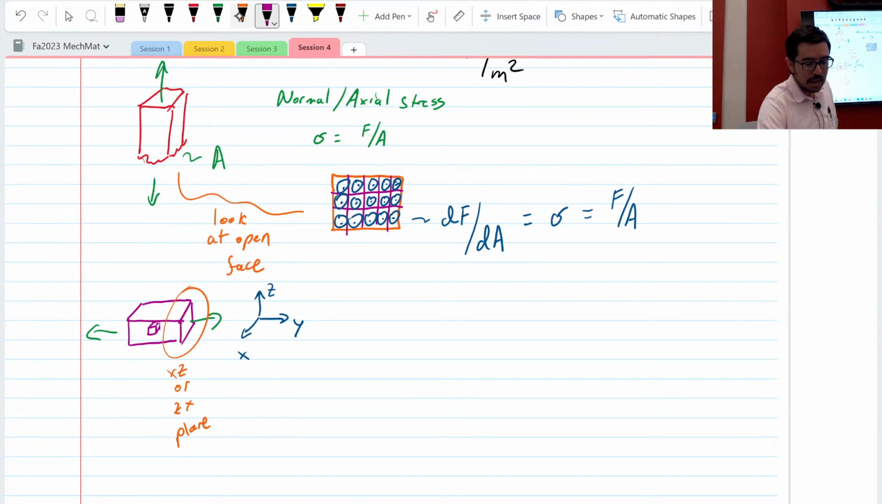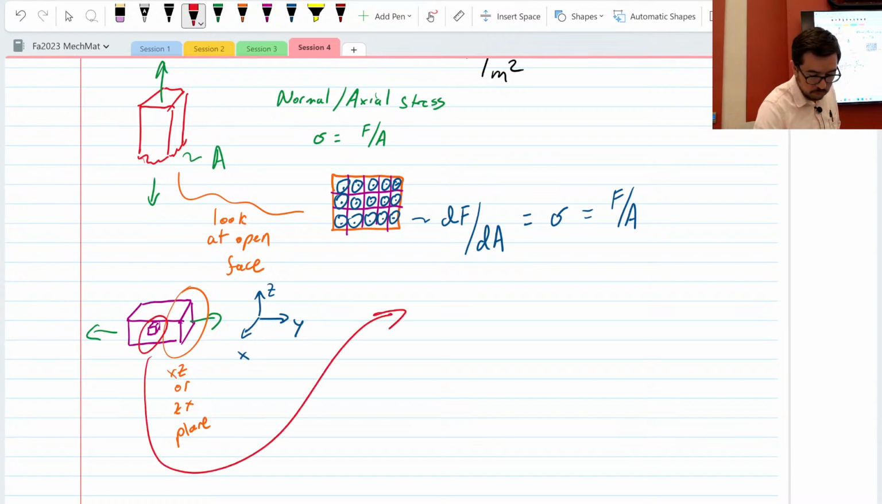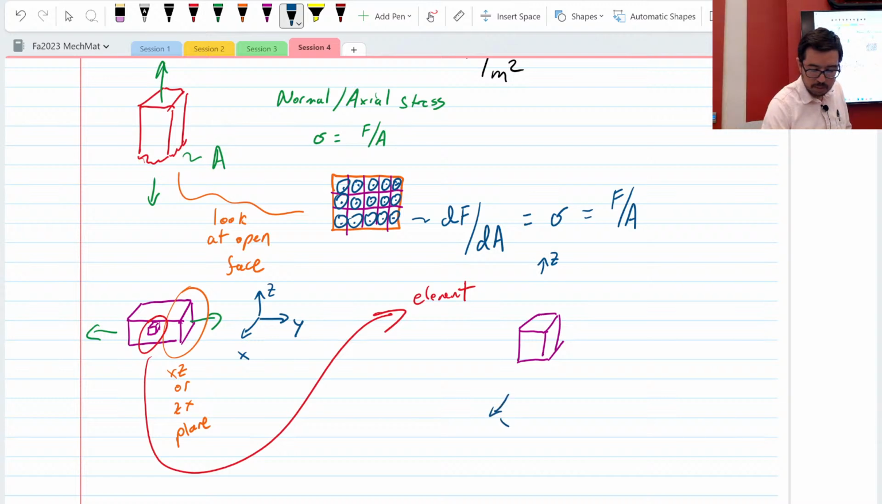So if I take that little element, and I try to draw it very poorly, like that, and I use the same coordinate system that I've been saying we're going to use, I have a z coming out that way, I have an x coming out this way, and I have a y coming out that way.